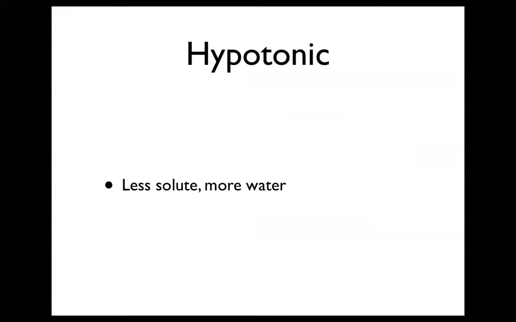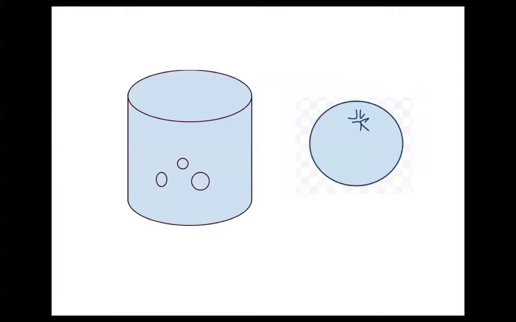Lastly, hypotonic solution has less solute and more water. As you can see, it has less solute than the isotonic solution, and of course less solute than the hypertonic solution. The problem is that the cell gains water, and so it bursts, and this eventually leads the cell to die.